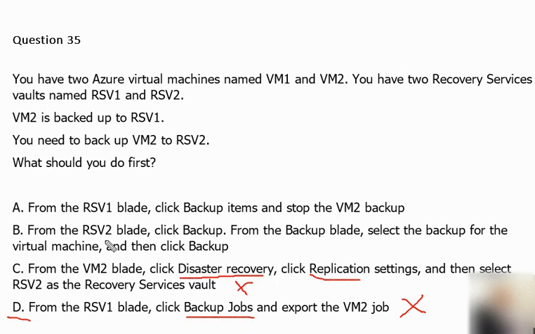Option B, from the RSV2 blade, click backup. It's not going to work anyway, because the virtual machine is not associated with RSV2. That's also incorrect. Now option A, from the RSV1 blade, click backup items and stop the virtual machine 2 backup. So we will stop the virtual machine 2 backup from here, and it will do the job. We have seen that, and we have done that practically. So option A is the correct answer.